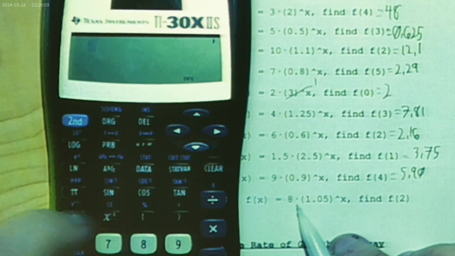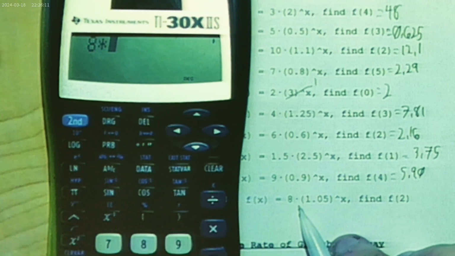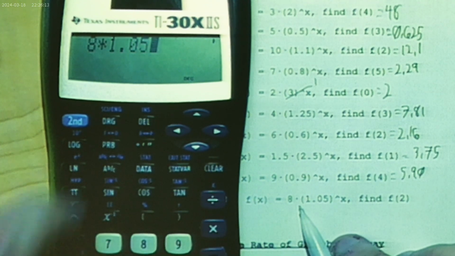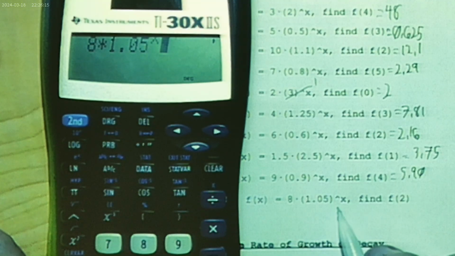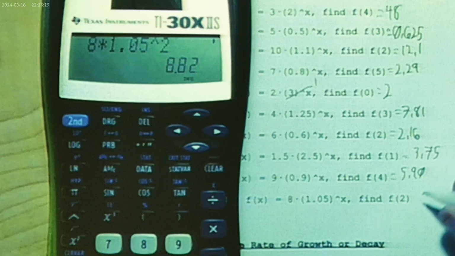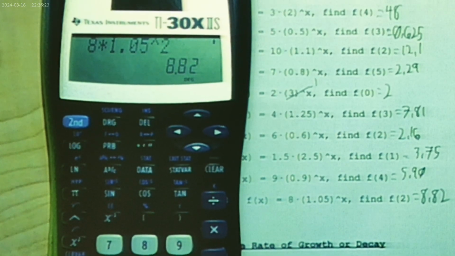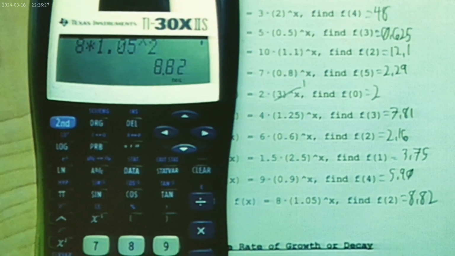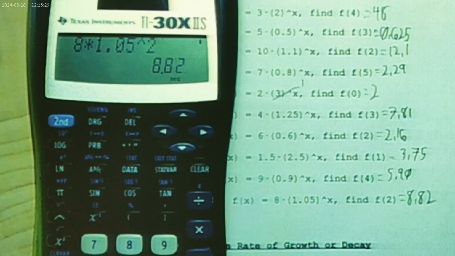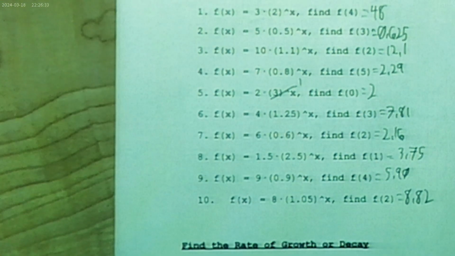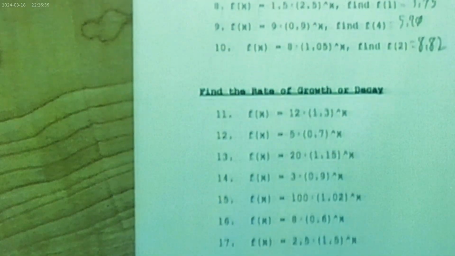So again, we have our very last one, 8 times 1.05 caret to the x, but we're not using x, we're instead using 2, which gives us 8.82. And those are all your correct answers for the first part of this assessment 2 review. So what's next? When we're doing an assessment review, what could possibly be the next thing?